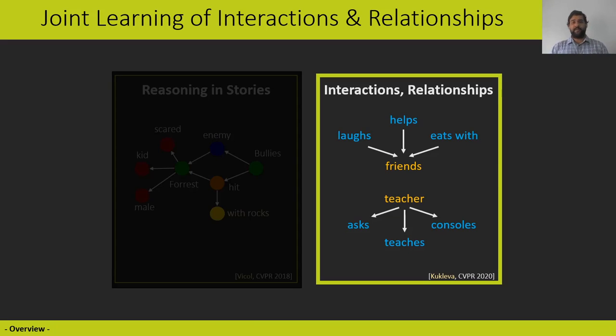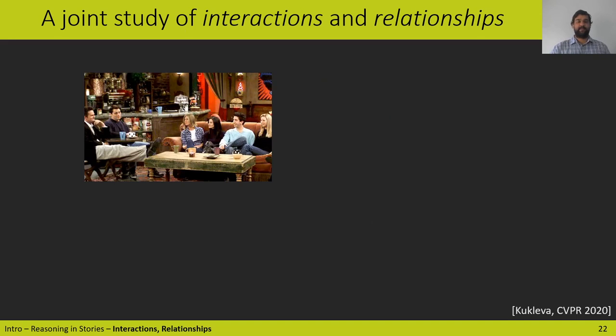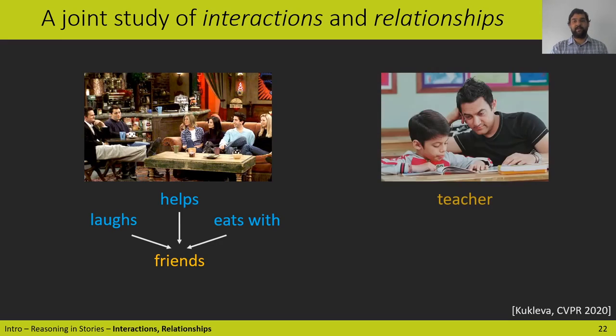So a second aspect that we were interested in is joint learning of interactions and relationships. This is more recent work from CVPR. And the idea here is that given a video clip, for example, and a bunch of interactions, we could infer the relationship between a pair of people based on their interactions. For example, if there are a bunch of people who are laughing or helping or eating with each other, they might most likely be friends.